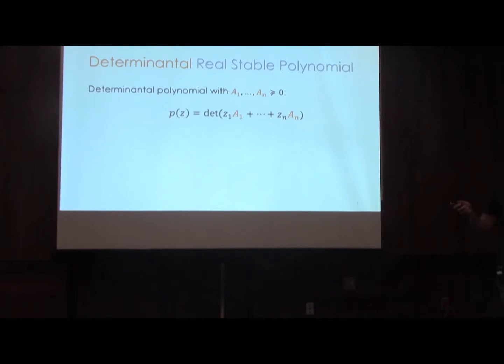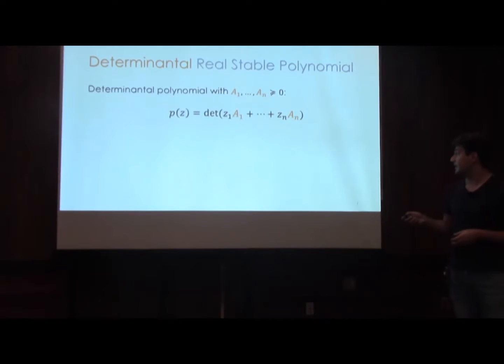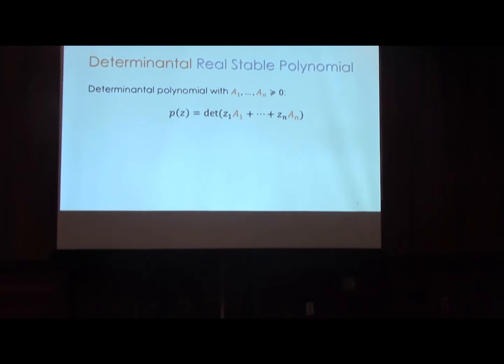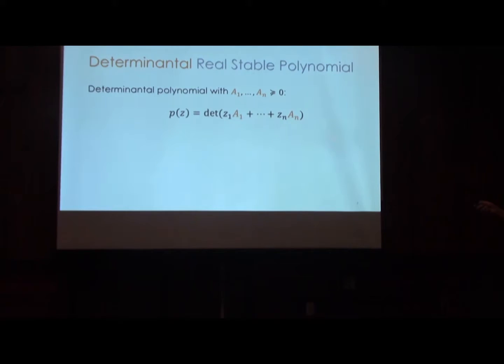This one is probably the most important real stable polynomial that people know of. If you have a determinant of a linear combination of PSD matrices, so A_1 through A_n are PSD matrices, and you just multiply each one by z_i and then take the determinant, then this is going to be real stable. Most of the real stable polynomials that people care about are either determinantal or are derived from the determinant via operations that preserve real stability. So in some sense, this is the mother of all real stable polynomials.